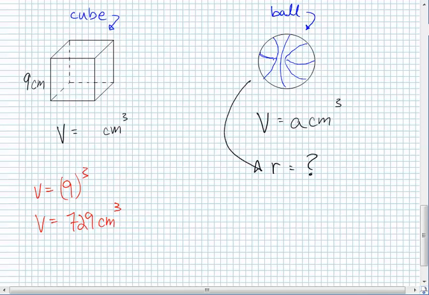That number should look familiar because it was one of the numbers we used today. However, it's not going to work out the same way, don't worry. Anyway, so that's the volume of the cube. That means it's also the volume of my ball.